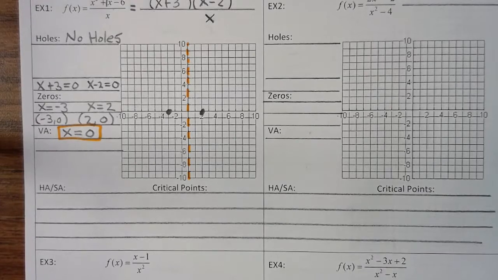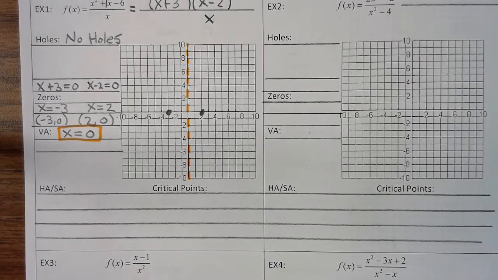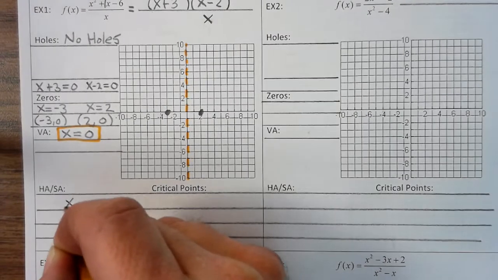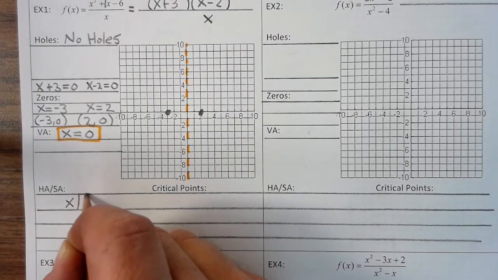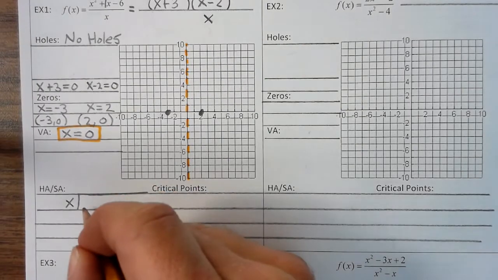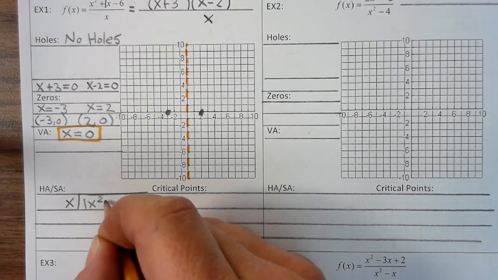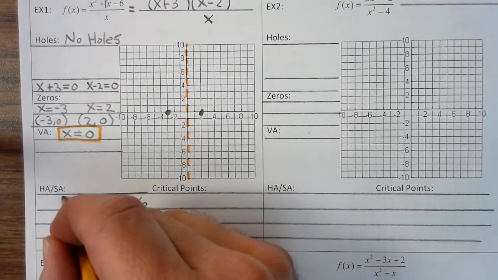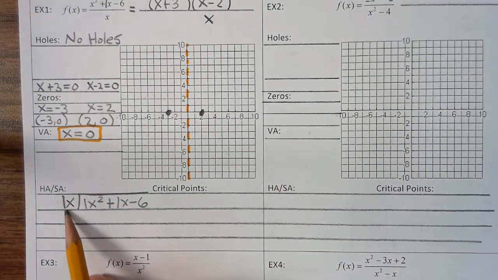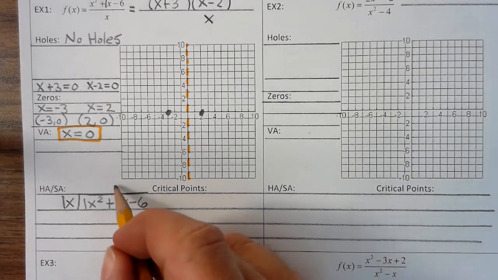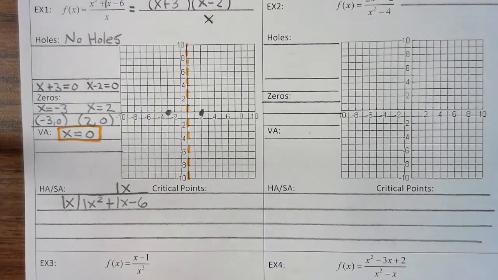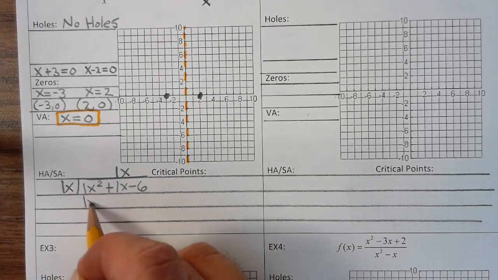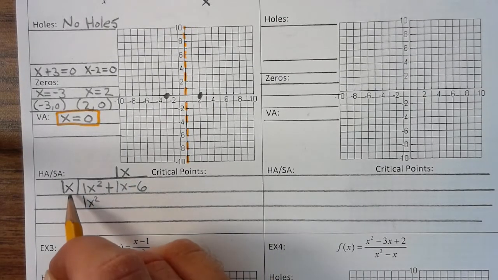Now for the horizontal and slant asymptote, you do long division. So then we do x divided by 1x squared plus 1x minus 6. So you ask yourself, what do you multiply x by to give you x squared? Well, the answer to that is 1x. Now, you're not done with the quotient, so you have to continue. So 1x times x is 1x squared.